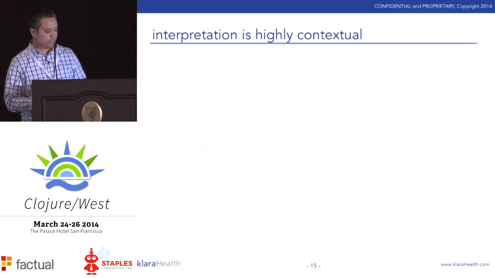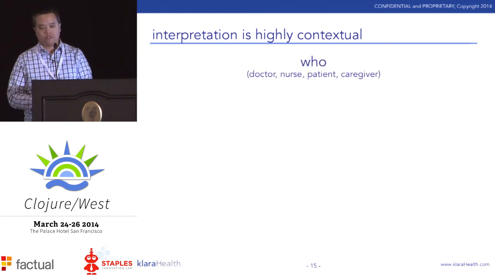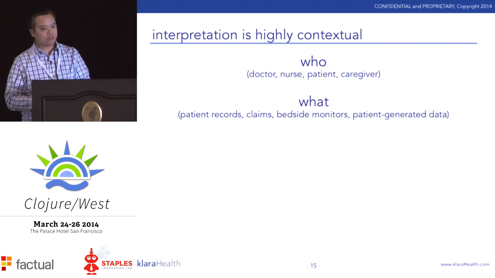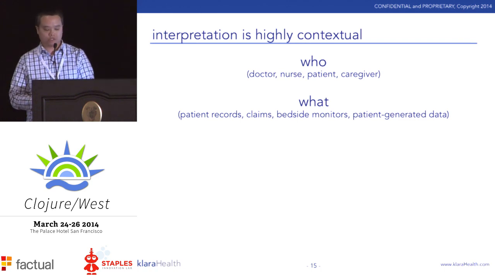And so that interpretation ends up becoming a highly contextual process. It depends on who's asking that. You have doctors, right? Cardiologists probably not going to interpret data the same way an OBGYN would. And then you have patients and their caregivers, parents and whatnot that are trying to look at this data. And then what are you looking at? Are you looking at patient records? Are you looking at stuff out of the electronic medical record? Or is it claims information? Or something coming out of a bedside monitor, an EKG or some sort of sensor?